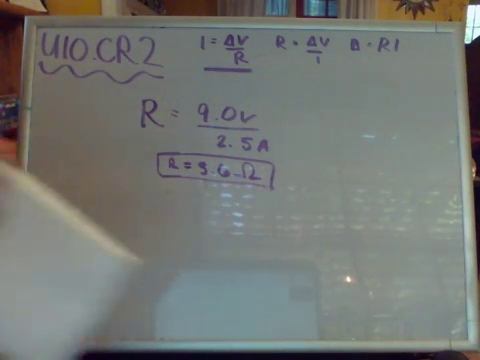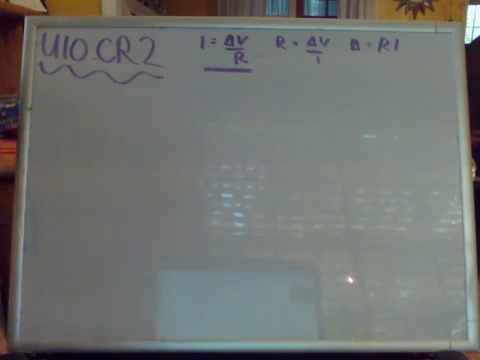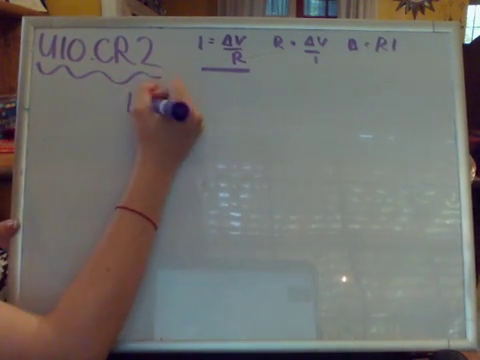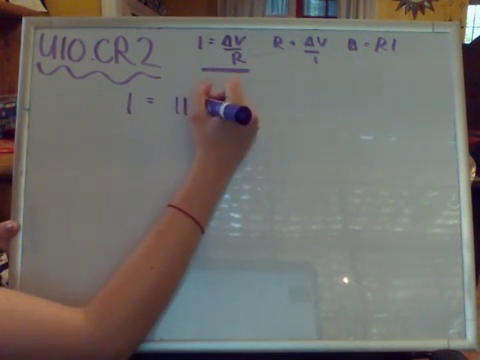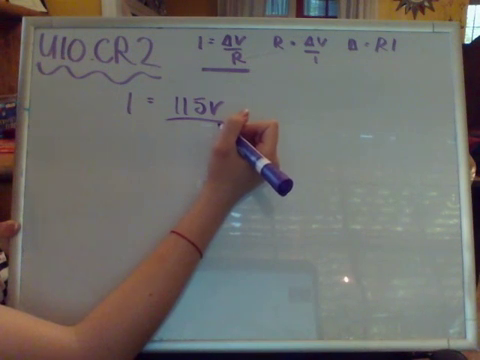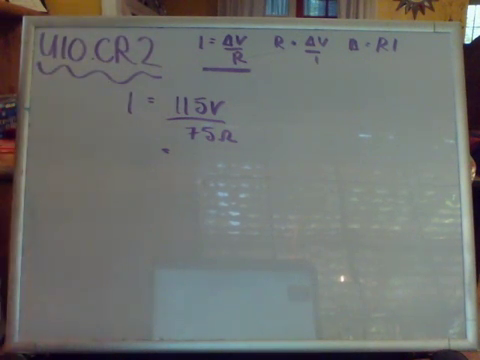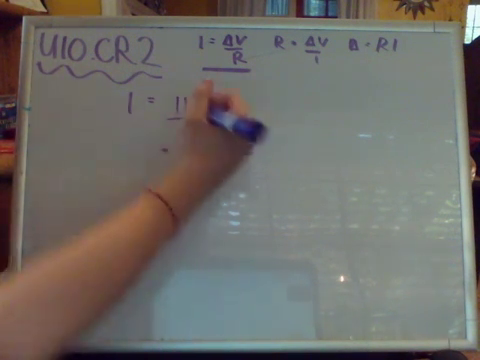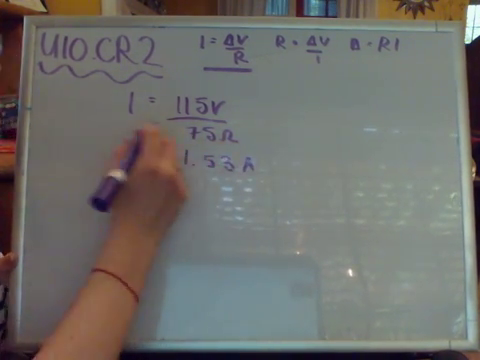And now we're going to do one last example, and this one's going to be a little more complicated. It says, calculate the current in a 75 ohm resistor when a potential difference of 115 volts is placed across it. So it's actually not that bad. It's I, which is our current, equals 115 volts over 75 ohms, and that's going to give us 1.53 amps going through this resistor.